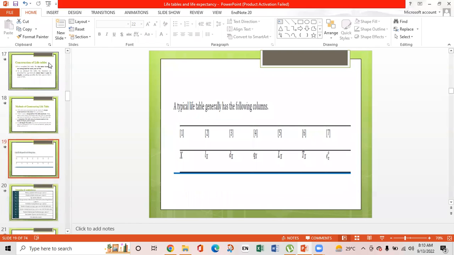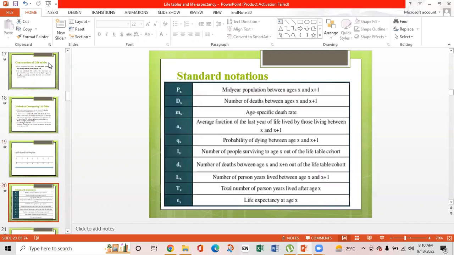This shows a typical life table that generally has the following columns. This slide shows standard notations that are used for the different things they represent on the table.